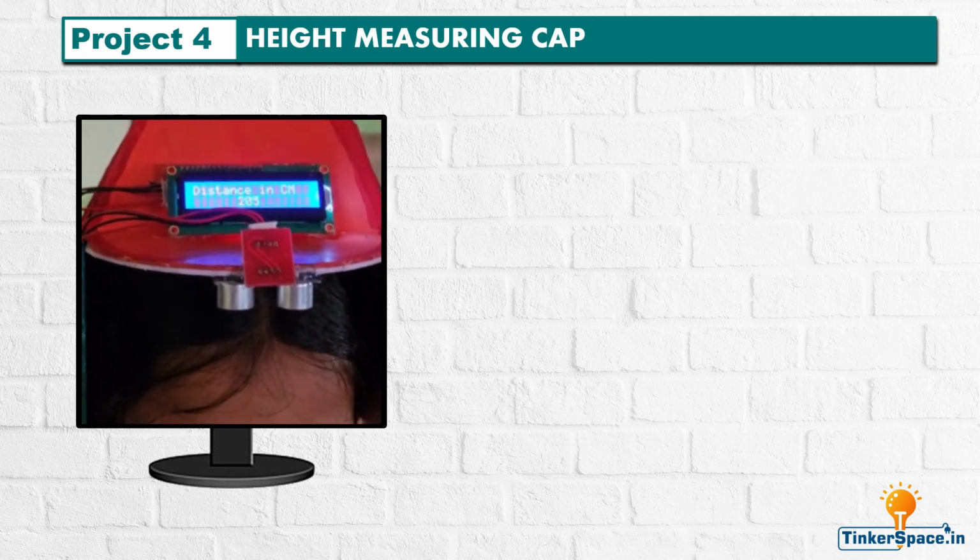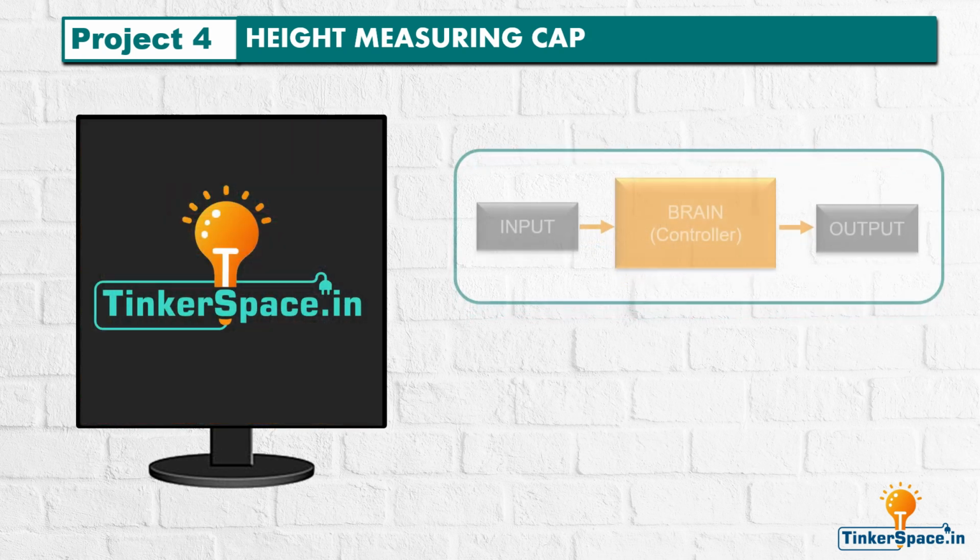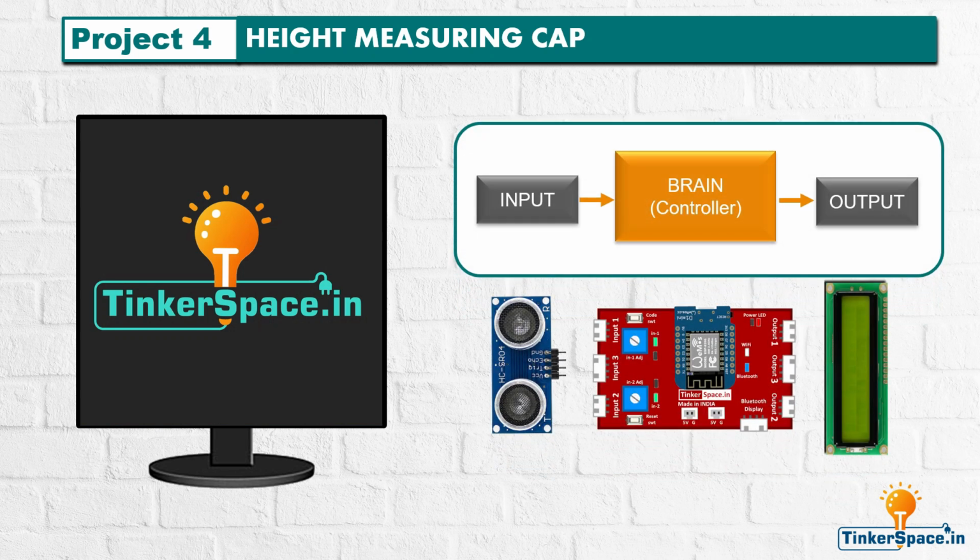This project creates a wearable device that measures a person's height. In this project, we use the TinkerSpace brain board as the controller. The ultrasonic sensor is used as the input. Its function is to measure the distance from the cap to the ground using sound waves. The LCD display is used as the output. Its function is to show the measured height in a clear and readable format.